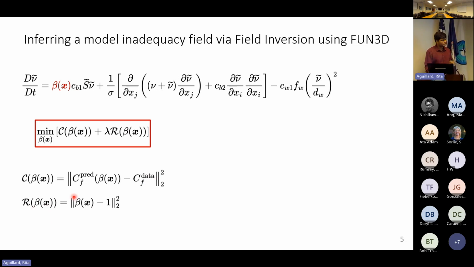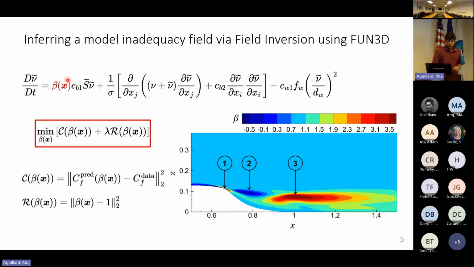The regularization function is just a Tikhonov regularization. What that essentially means is that my beta stays as close to the baseline value of 1 as possible. So basically, if you substitute 1 here, you get your baseline SA model back. So that's what it does. Now, this field inversion technique was applied to the 2D wall-mounted hump flow case by Dr. Li Wang, and this is essentially the optimal solution that we get for beta.